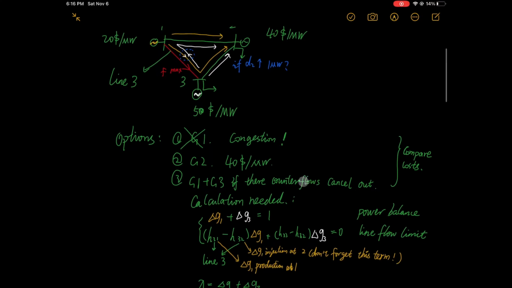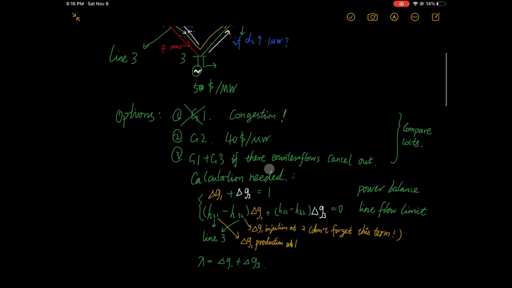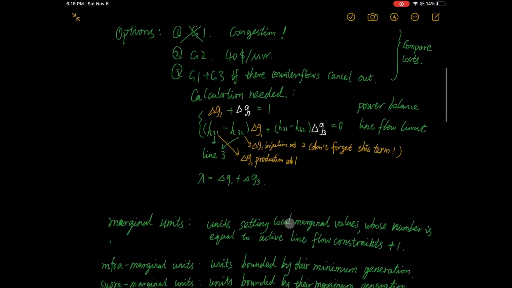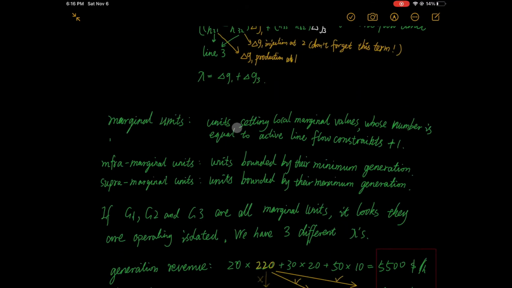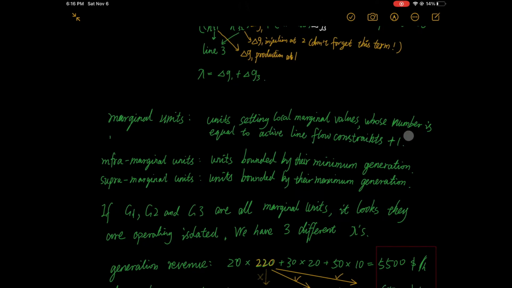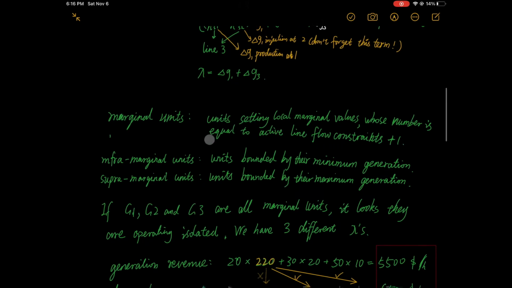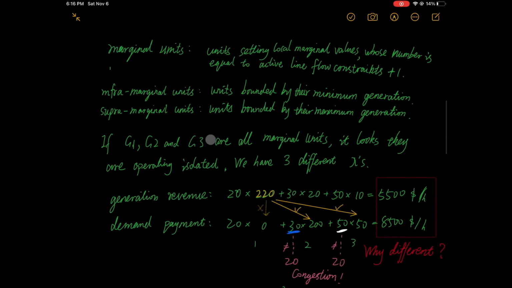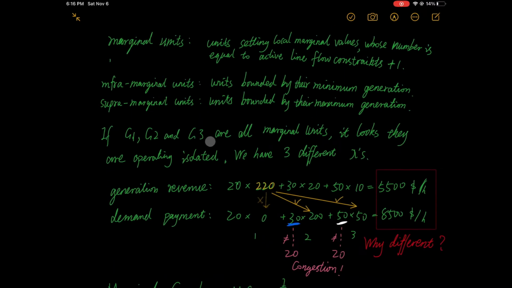To check the price in this situation, we can list power balance and line flow limits. If you're not familiar with generation shift factors, you can watch my optimum power flow videos. There are 3 definitions here. We call generating units setting local marginal costs as marginal units. As you can imagine, when there's congestion, marginal costs can be different for different locations, as if they are separated.